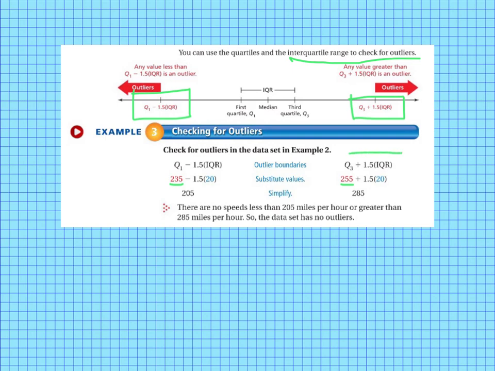Step 1 is we substitute in our values. And step 2 is we simplify so we can see what those boundaries are. So our boundaries are 205 to 285. Everything between 205 and 285 is within the boundaries and is not an outlier. There are no speeds less than 205 or greater than 285. So our data set has no outliers.